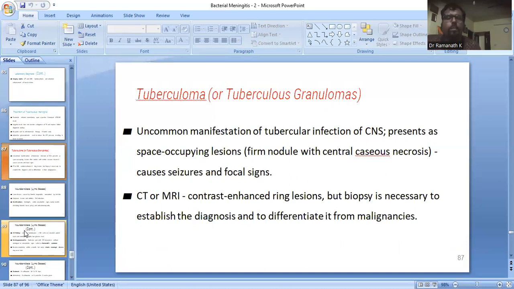The second clinical form of tubercular meningitis is tuberculoma. It is a very uncommon manifestation of tubercular infection of CNS, presenting as a space-occupying lesion, a firm nodule with a central caseous necrosis, causing seizures and focal signs. So apart from the other symptoms, the person may develop seizures because of the space-occupying lesion. For the laboratory diagnosis, CT or MRI with contrast-enhancing ring lesions can be done, but biopsy is necessary to establish the diagnosis and to differentiate it from malignancy.